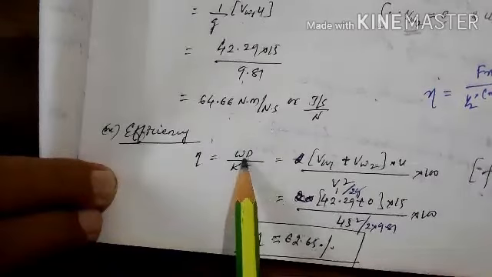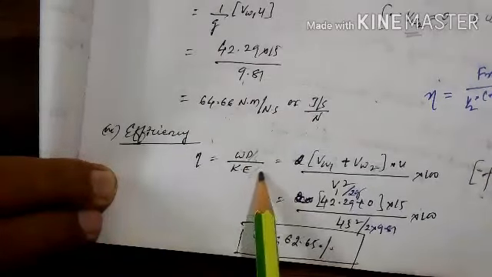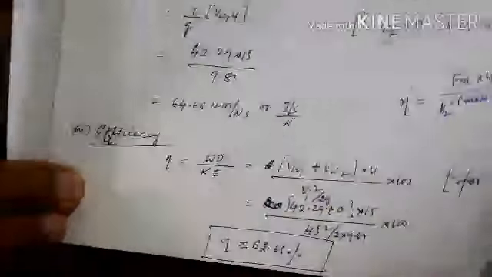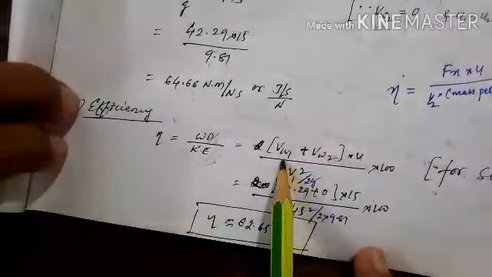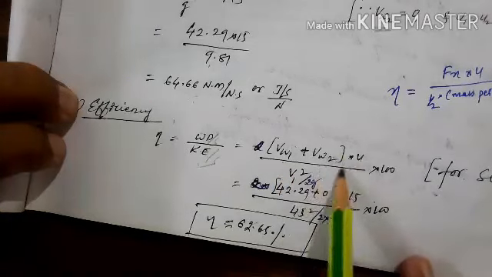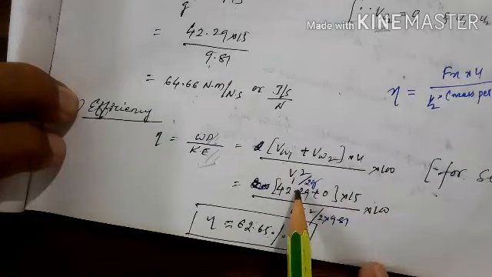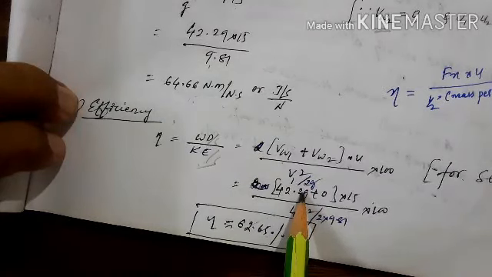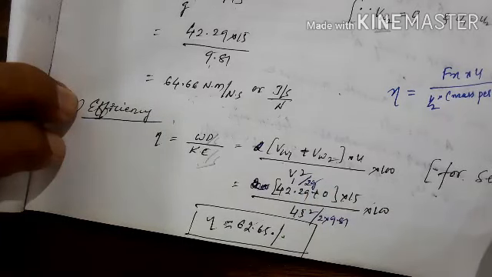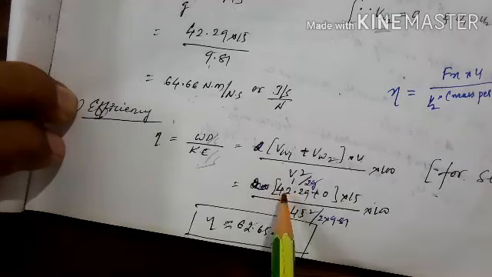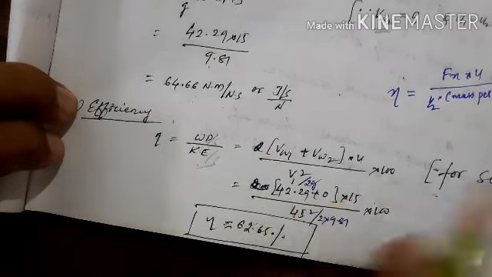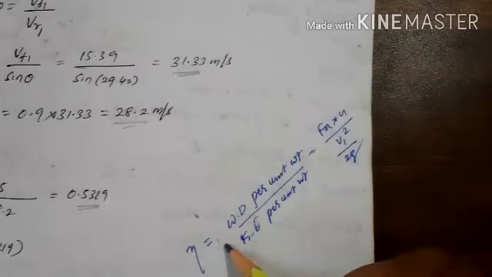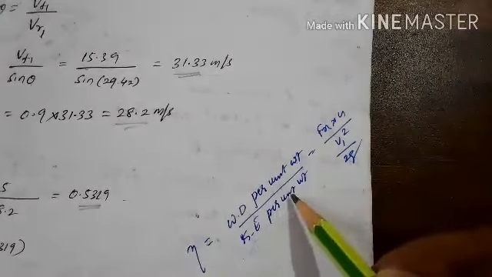This is the work done per second. Then efficiency is what? Output by input. Output is work done per second, and input is kinetic energy per second. Output, we know the formula, is VW1 plus VW2 into U, divided by the input, which is V1 square by 2g. And this V1 square by 2g is for a series of vanes. Whatever equation we have taken is for a series of vanes. Look at this: efficiency is work done per unit weight over kinetic energy per unit weight.